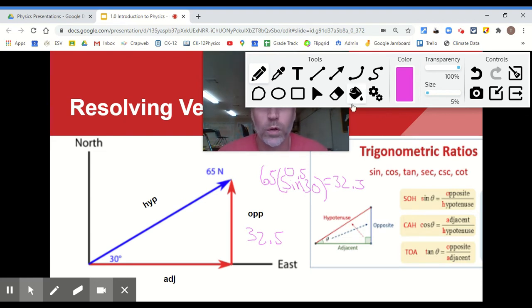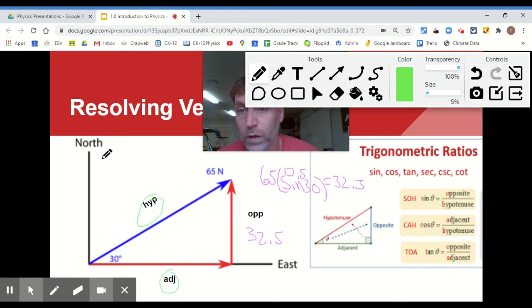Now, the next one we're going to do, I'll get a green color for that one. There we go. We need to find the adjacent side. So let's find something that has the adjacent side and the hypotenuse, because we already know that. So which one has the adjacent side and the hypotenuse? The sine has the opposite side and hypotenuse, and this has the adjacent side and hypotenuse. That's what we're looking for. So we're going to use this right here.